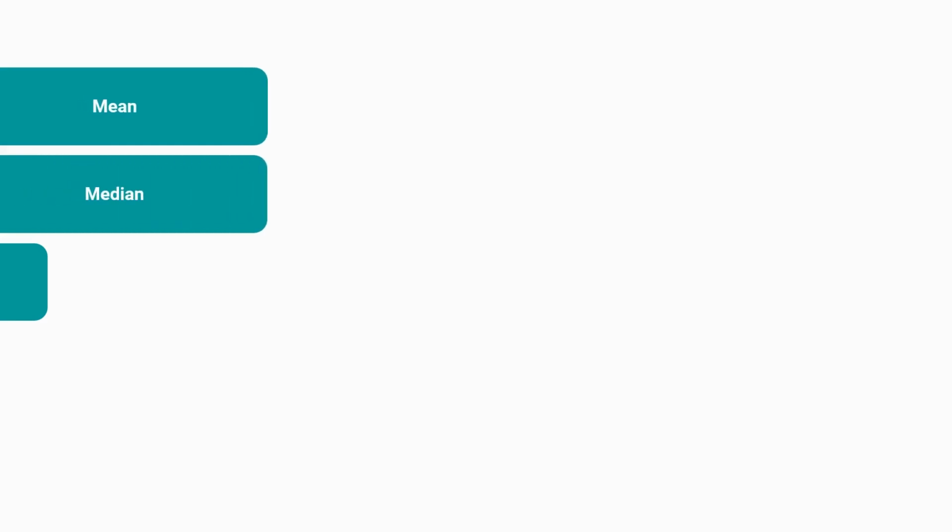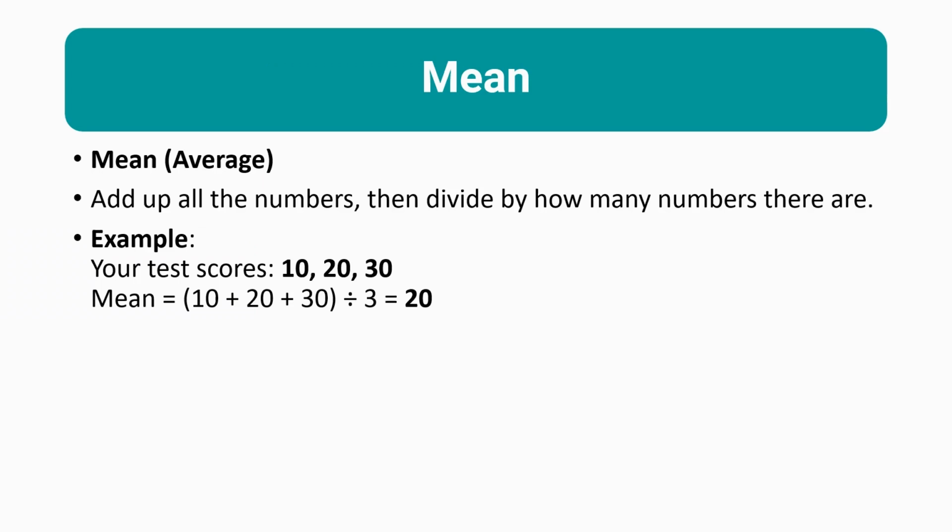One is the mean, which is the average value. The median is the center value of the data, and the mode is the most frequently occurring value in the data. So let us look in detail at each of them. Mean is something that we all know, like we have been seeing this for a long time. Mean is nothing but the average of values.